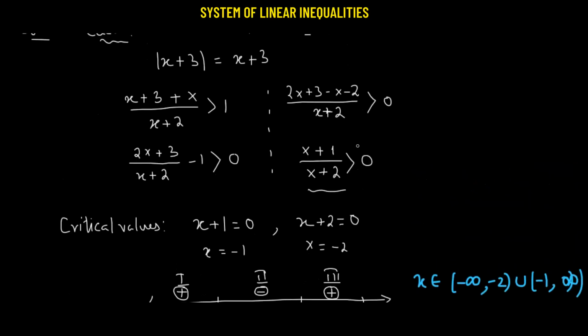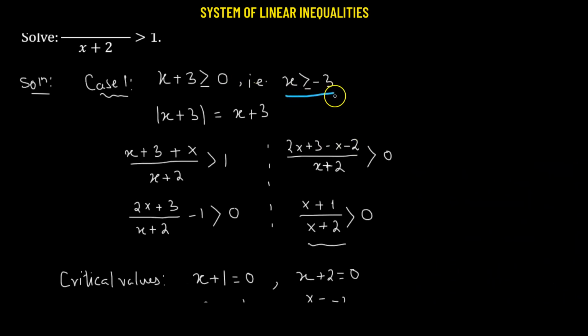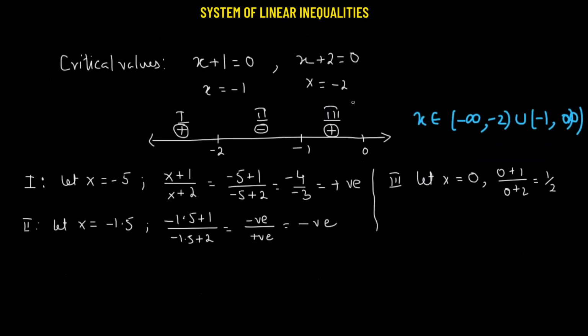Now, when we started out with our case, we also considered that x must be greater than or equal to negative 3. So here we have x greater than negative 3. That means we cannot consider values less than x equals negative 3. So it will not actually be from negative infinity to negative 2, but x will actually belong from negative 3 to negative 2, union negative 1 to positive infinity. So this is the value of x that we obtained for case number 1.